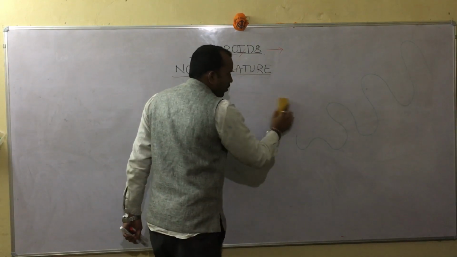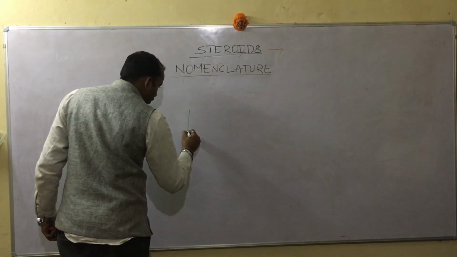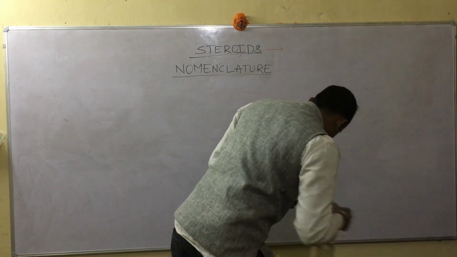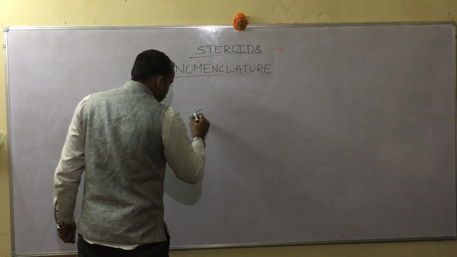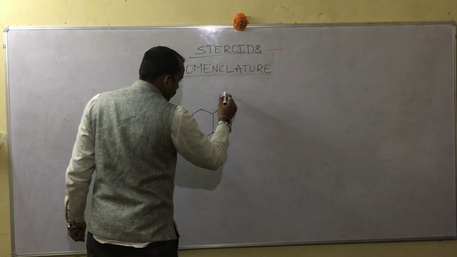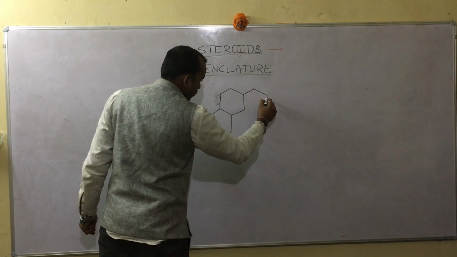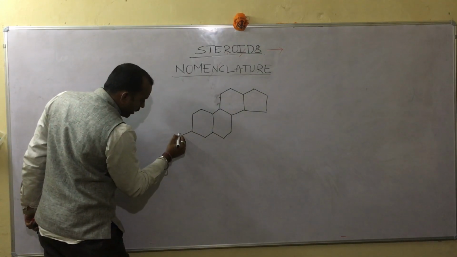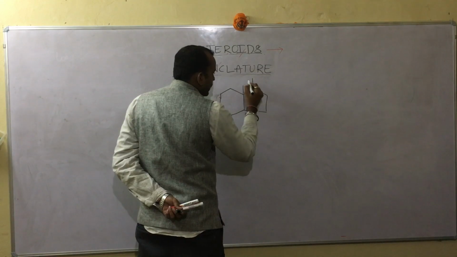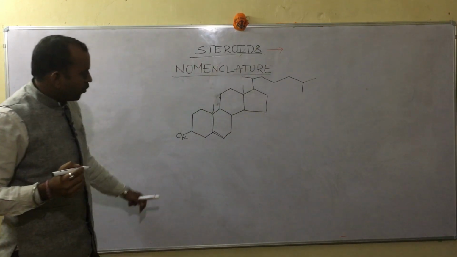Now, first we will see cholesterol. What is cholesterol? The color is not visible, so let me change to black. Now you have a hydroxy at the 3 position, and this one, and this. Now you have a side chain. This is the basic nucleus of cholesterol.